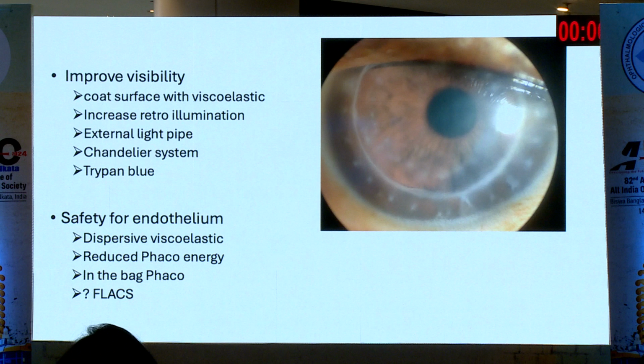Even coating the surface with a viscoelastic will improve the visibility because the magnification becomes better. And there are other safety parameters: a dispersive viscoelastic, reduced phaco time, in the bag phaco. Maybe FLACS would probably be an option because it takes care of multiple things in this situation. So you get your axis, you get your nucleotomy done. It becomes a lot easier. Obviously the cost is going to be an issue in that as such.